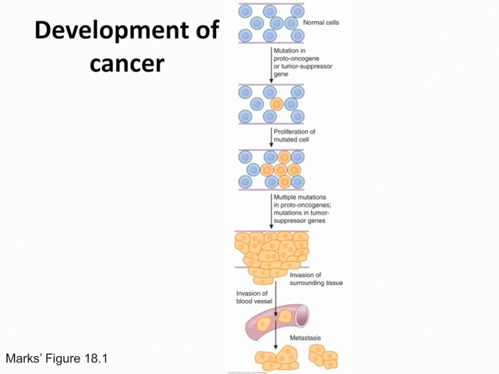So here's just a visual representation of how cancer develops. So let's say we have normal cells, and these normal cells are called proto-oncogenes. Now, if we have a mutation in the proto-oncogene or the tumor suppressor gene, so the one in orange, that is going to begin to grow. So if it begins to grow and proliferate, that's called malignant. So once you have multiple mutations in the proto-oncogenes, mutations in the tumor suppressor genes, then it's going to invade and surround the tissue. And then if it invades a blood vessel, that's called metastasis because now it's expanding to different areas in the body.